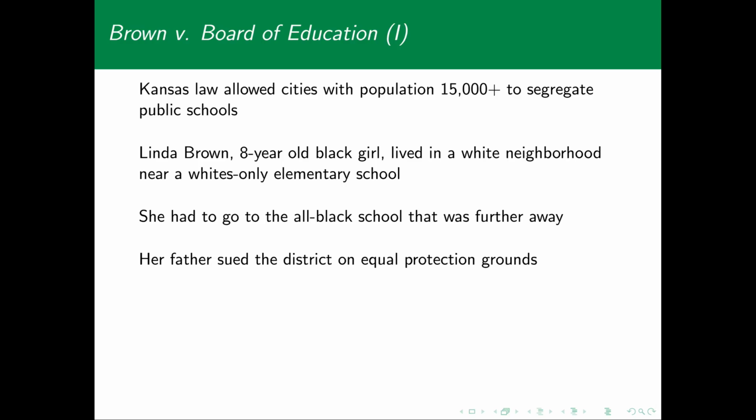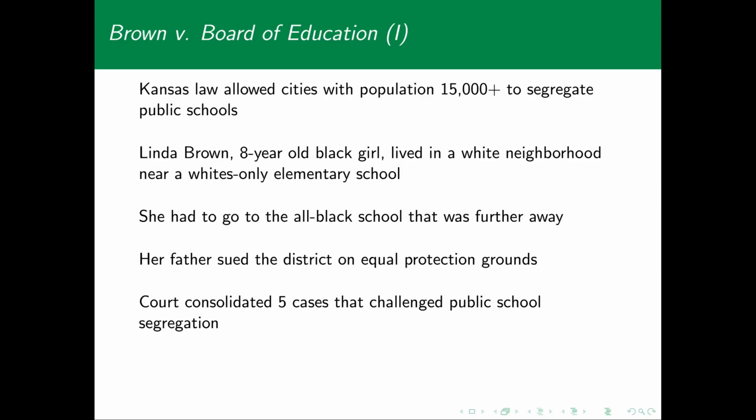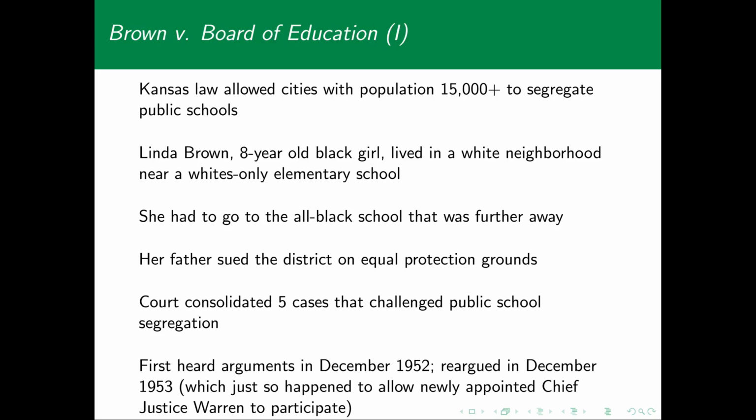So what actually happened here is there were a bunch of different cases from around the country. Brown is just the one. They consolidated these five cases that were challenging public school segregation. They first heard oral arguments about this case in December 1952. They heard them again later on in December 1953. That allowed newly appointed Chief Justice Earl Warren to participate in the case, and history shows that ended up having a pretty significant effect here.